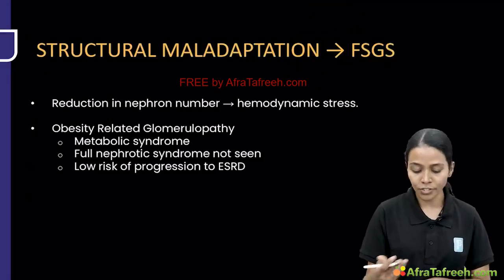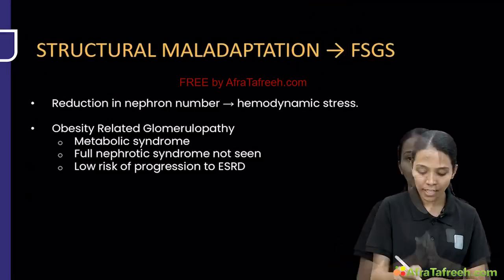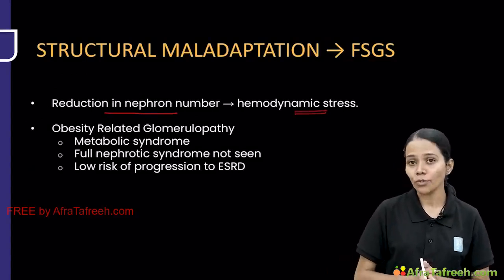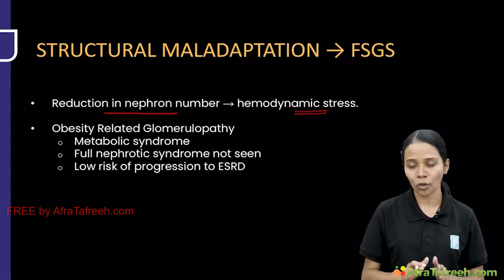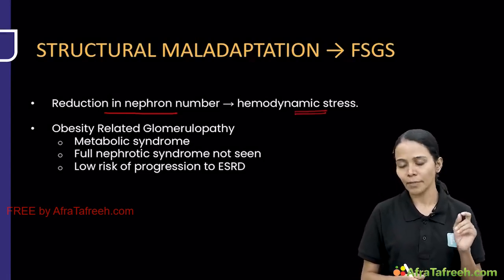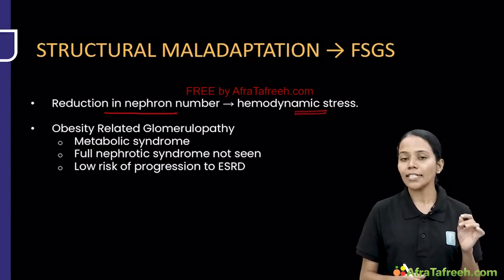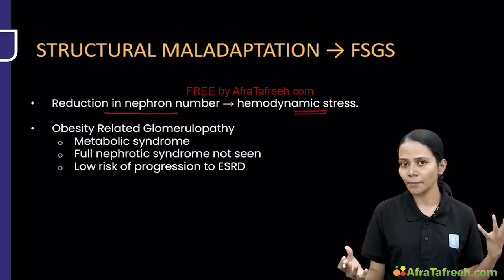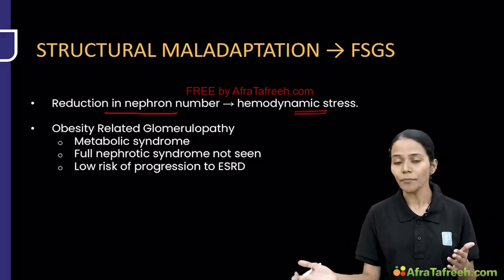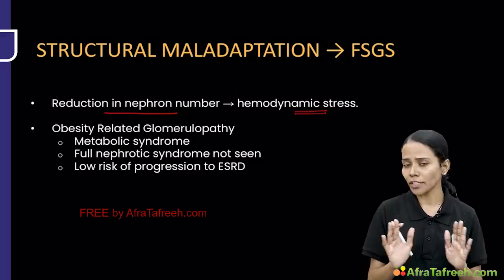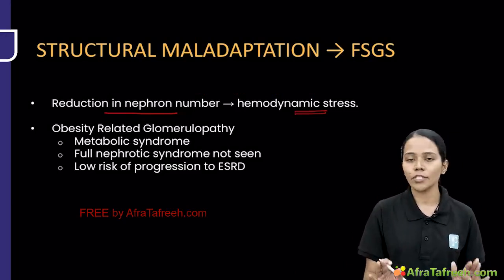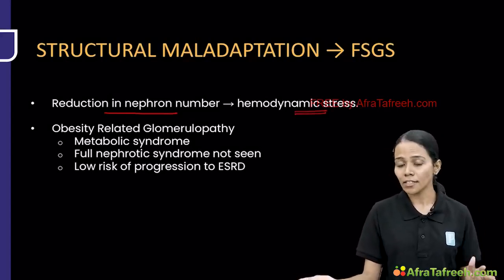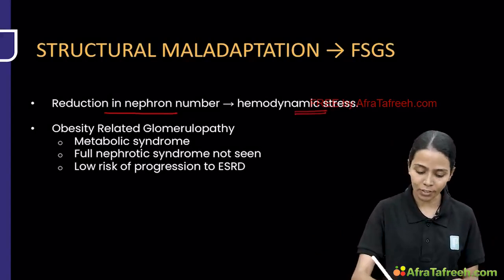Now, how does structural maladaptation lead to FSGS? When there is reduction in nephron number, there is hemodynamic stress. Also, there is something called obesity-related glomerulopathy. This is mostly seen in patients with metabolic syndrome, and the speciality of this is the podocyte effacement is not as severe as in primary. I'll be dealing with this later also. And full nephrotic syndrome is not seen. So, patient progression to ESRD is also very rare, and does not happen commonly in obesity-related glomerulopathy.